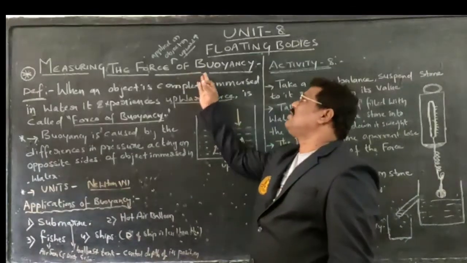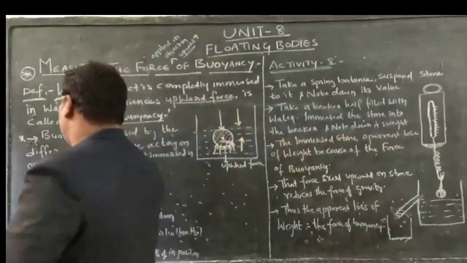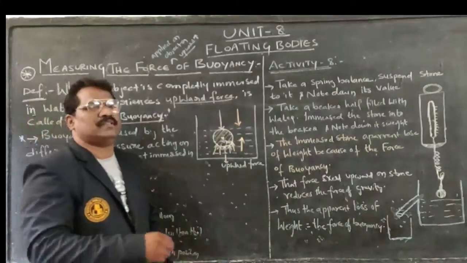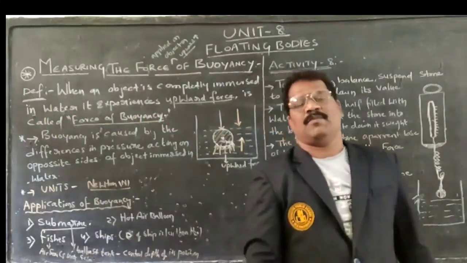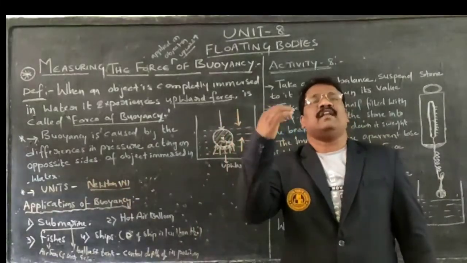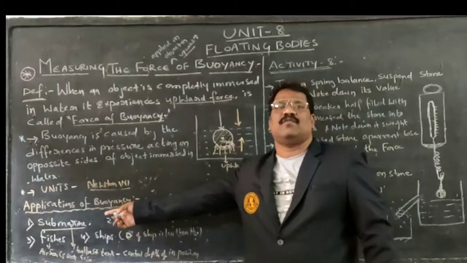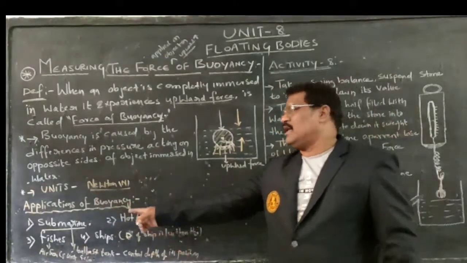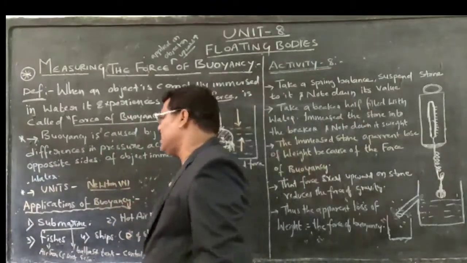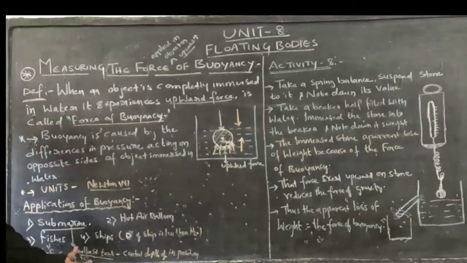The force of buoyancy is applied in various appliances. The first one is the submarine. Defense people use submarines to detect enemy ships, or if any enemy ship is targeting us under the depth of the water, we can identify it. This submarine works on the principle of the force of buoyancy only. It has a tank called the ballast tank.